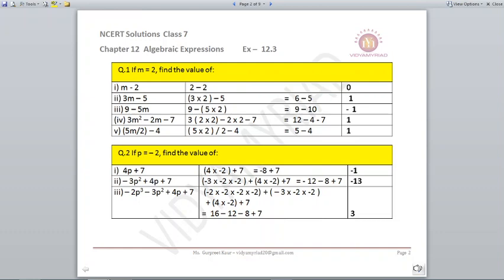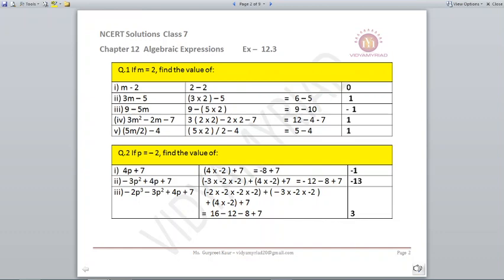In question number 2, we will be putting p as minus 2 and find the value. Now the expression given to you is 4p plus 7. What is p? Minus 2. Put it into the bracket for easy calculations. So 4 multiplied by minus 2, which means minus 8. Minus 8 plus 7 gives you minus 1 as your answer.